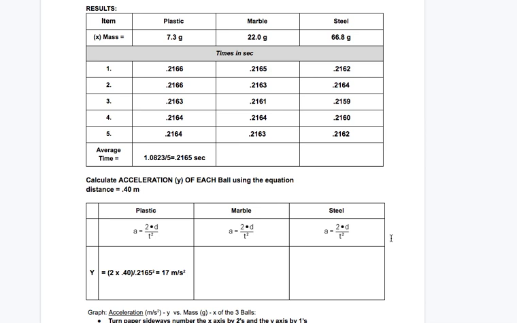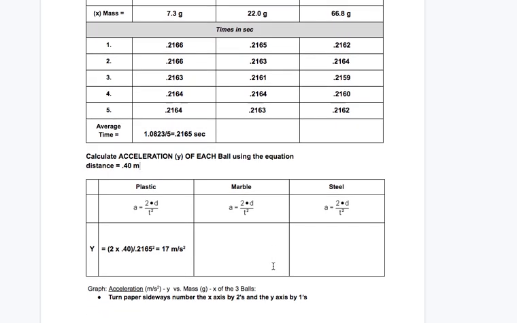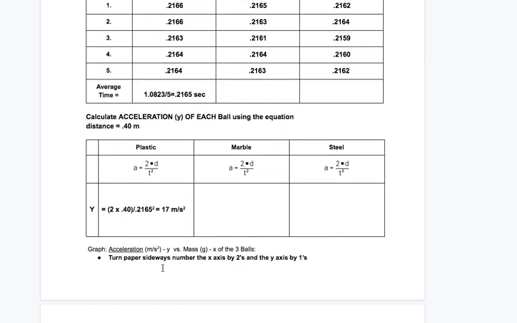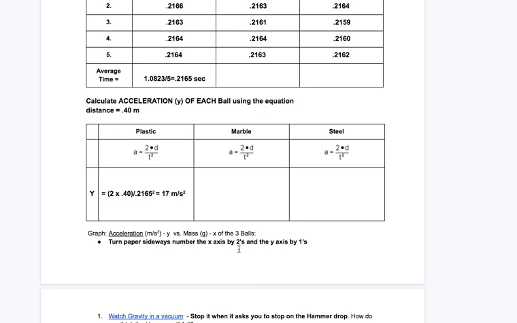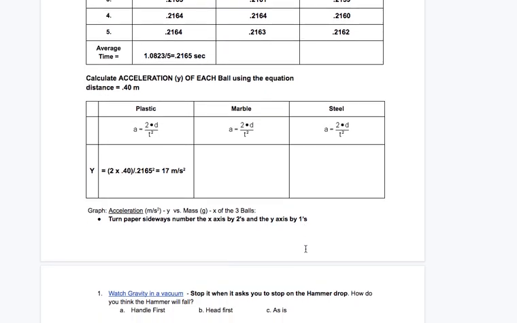And again, what we're looking to see is what the acceleration is doing as the mass increases. Does the steel ball accelerate faster than the plastic ball? If we see that, then our graph will go up. And if not, we'll be able to see the trend of what's happening there. So that's what we got there, okay? You want to turn your page sideways or do this as a computer graph if you want. And then we want to number the x-axis by 2s and the y-axis by 1s, okay?